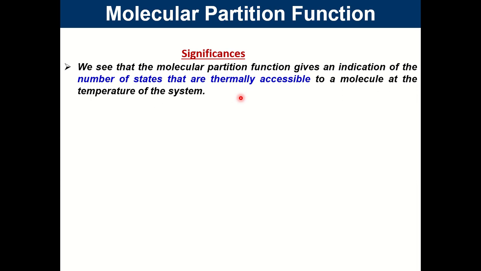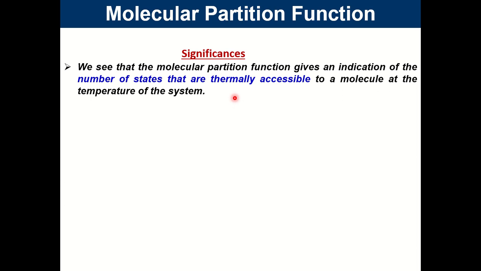That is, if you provide a certain temperature, gradually energy will increase, and then the particle, the molecule, can move to the higher energy levels. So this is what we mean by accessibility of energy levels. So not all the energy states will be accessible at all temperatures.